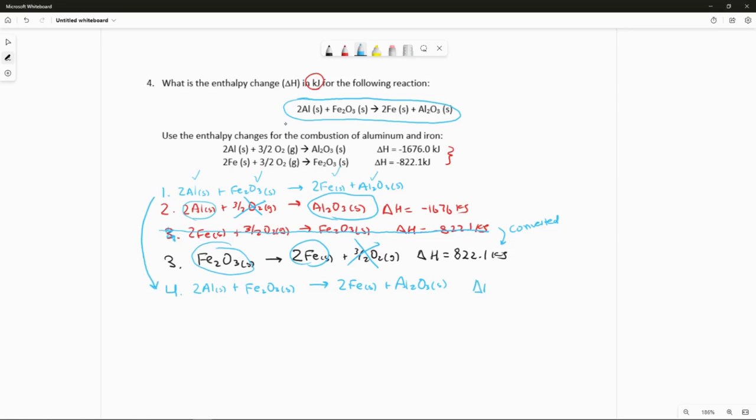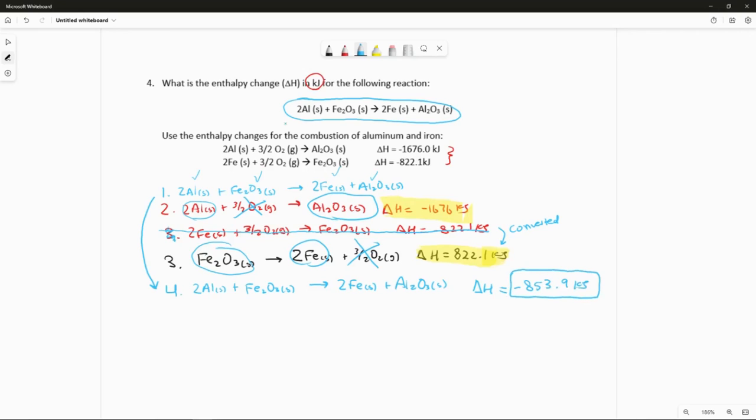To calculate delta H, we did what we did on the previous question, and we can go ahead and add these two values up. We're going to add the delta H value of this one and the delta H value of this one together. When you take negative 1676 and add 822.1, you are going to get your final answer of negative 853.9 kilojoules. That is your final answer.